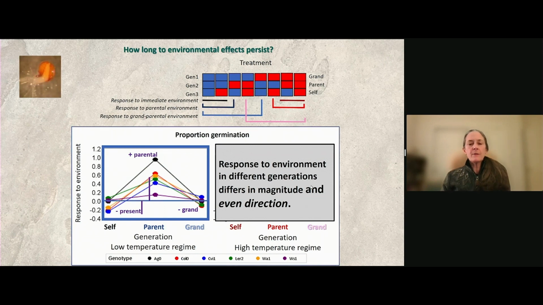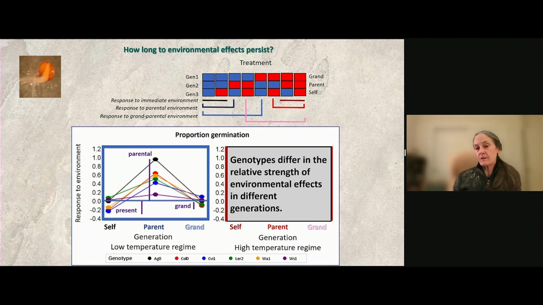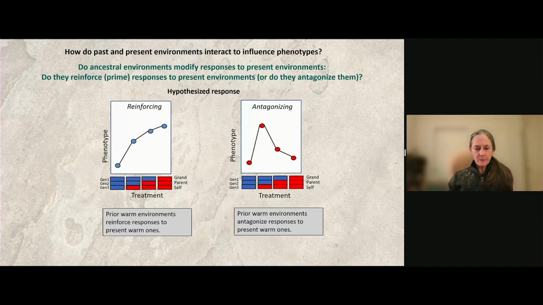Not only that, response to environments in different generations can differ not only in magnitude, but even in direction. So if you look at this blue genotype here, or this yellow one, we see that warm conditions experienced by the seed themselves reduce germination, but warm conditions in the parents increase germination. So clearly, it's not a dissipation of environmental effects over time. These are 2 distinct responses to the environments in different generations. And we also see that the genotypes differ in the relative strength of their environmental effects, as shown by these crossing reaction norms here, indicating that there is genetic variation for how different genotypes respond to present and past environments.